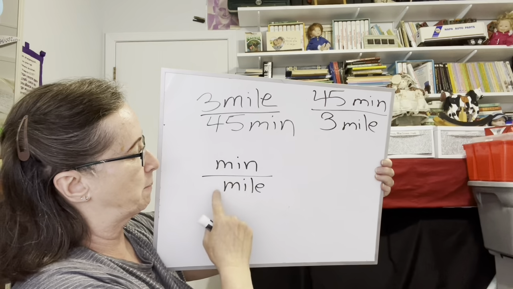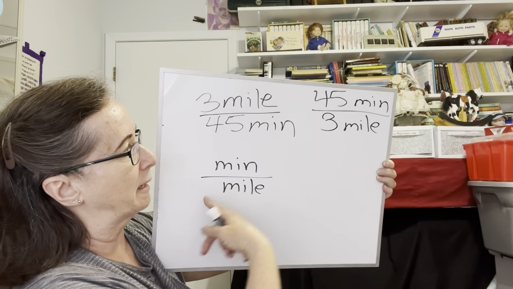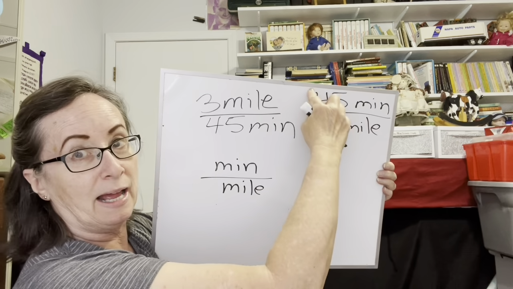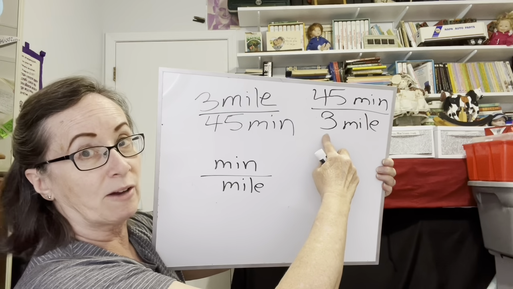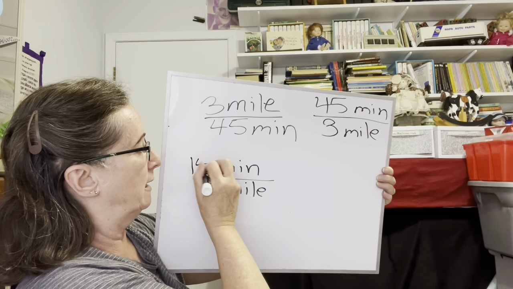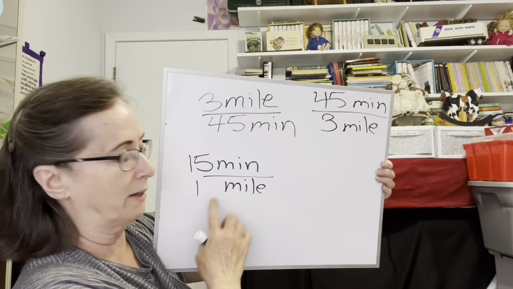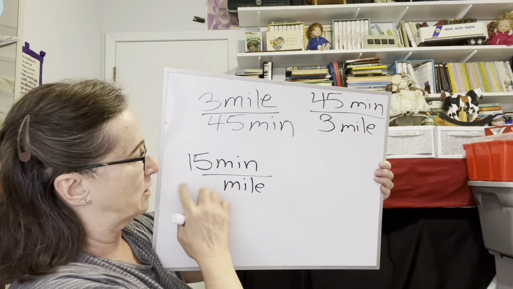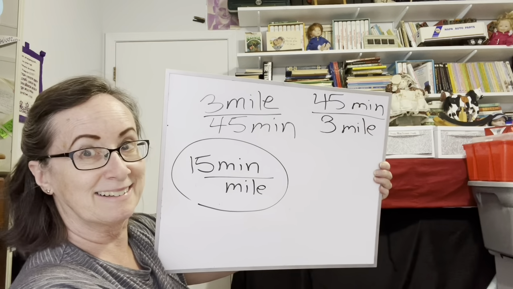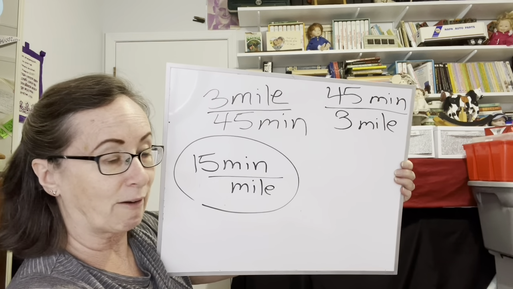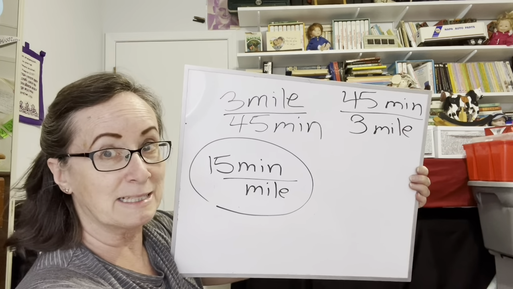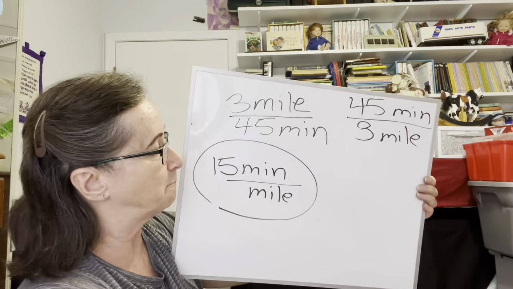So when we have minutes per mile, we just want 1 on the bottom. So I'm going to divide by 3 and 3. 45 divided by 3 is 15. And 3 divided by 3 is 1. When I have a 1 on the bottom, I don't need it there at all. So 15 minutes per mile. Okay? So every mile takes him 15 minutes to walk.